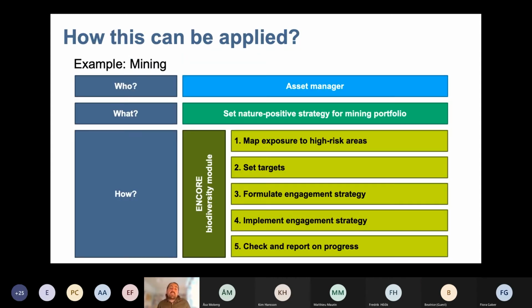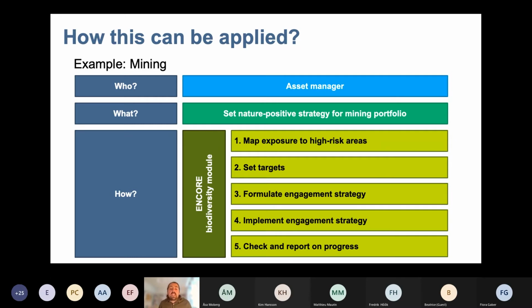So let's look at a practical example of how this tool could fit into developing an engagement strategy. Let's think of an asset manager with a mining portfolio. They would like to set a nature positive strategy. There are 5 key steps they can follow. Map exposure to high risk areas, set targets and then associated more detailed and responsive performance indicators, formulate an engagement strategy, implement the engagement strategy, and then using these performance indicators, check and report on progress.